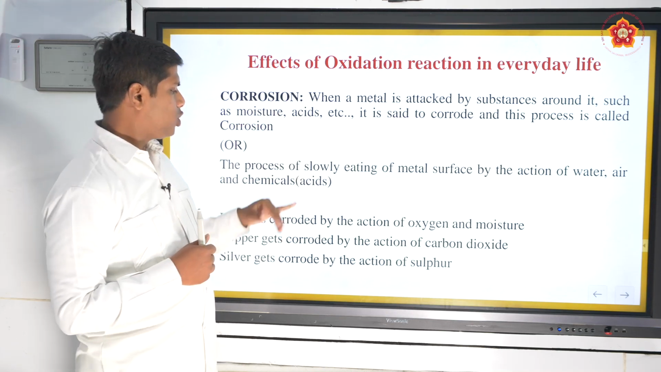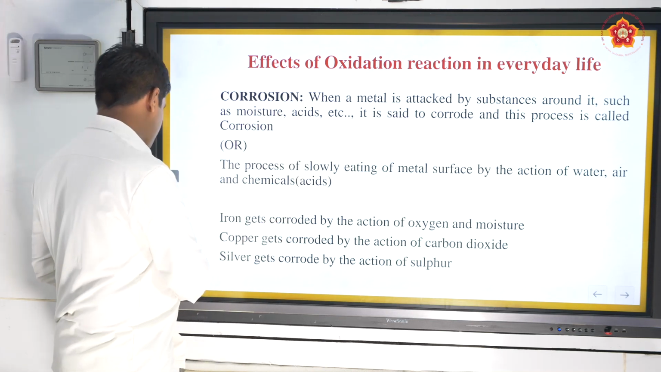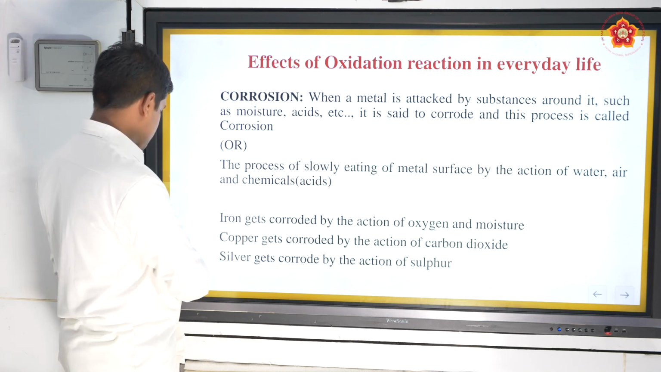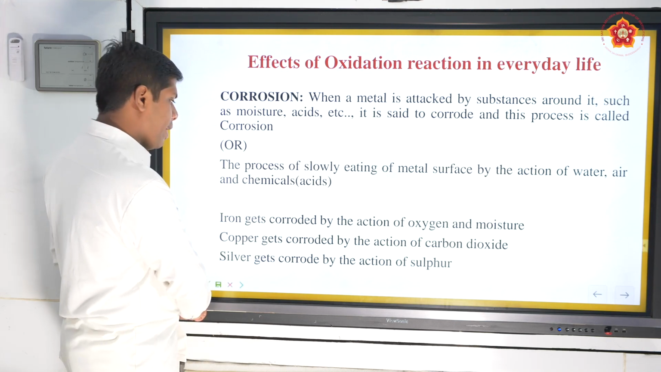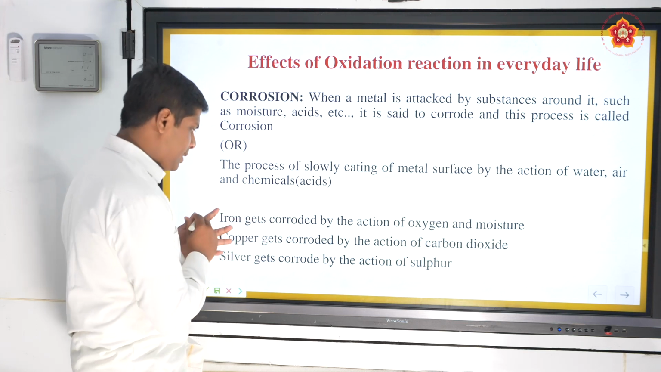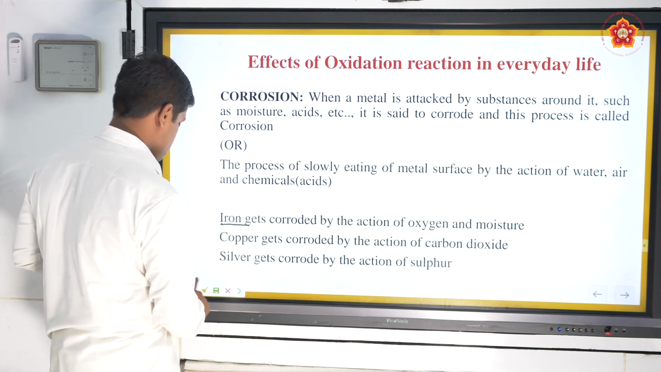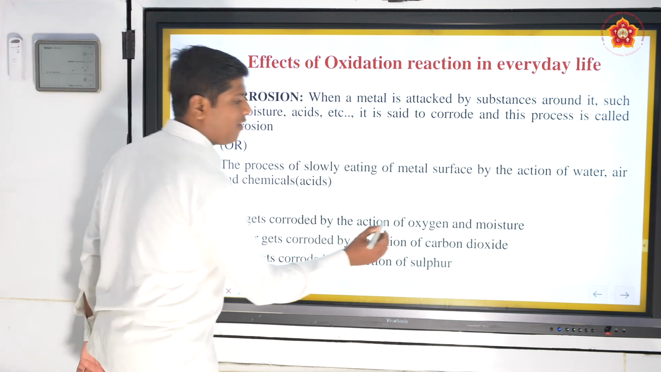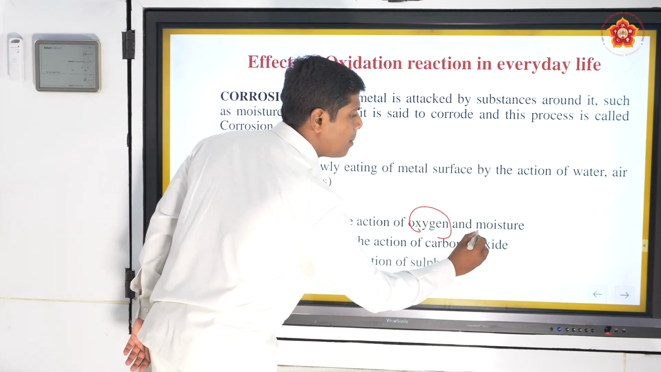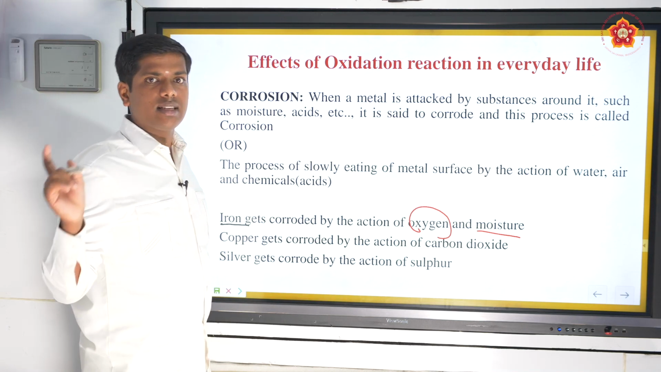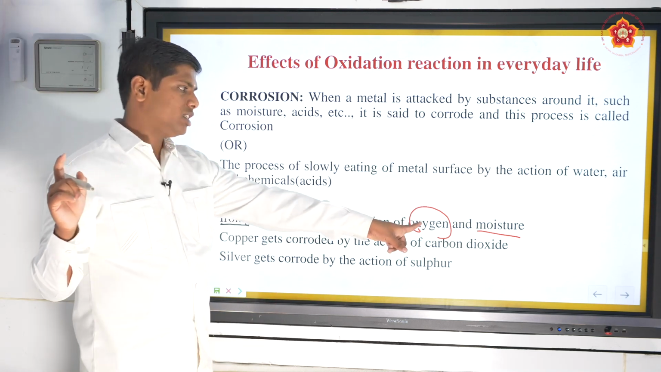These are the corrosions. Next, this is important, children. Please know, because you have to know how iron gets corroded. Iron gets corroded by the action of oxygen and moisture. Iron always gets rusted by the action of oxygen and moisture.